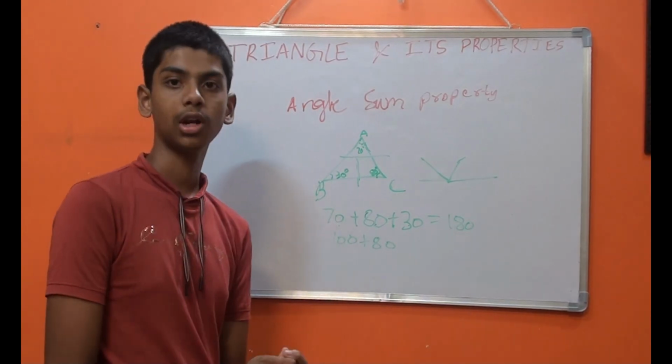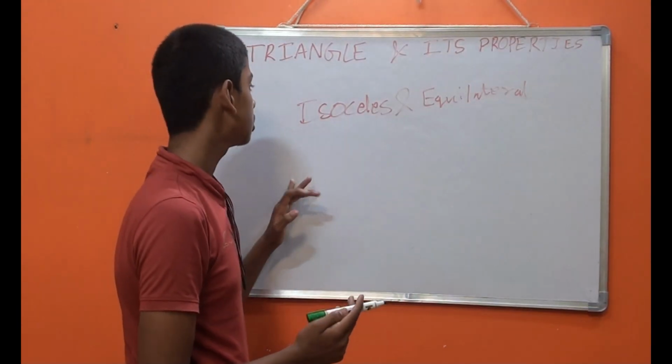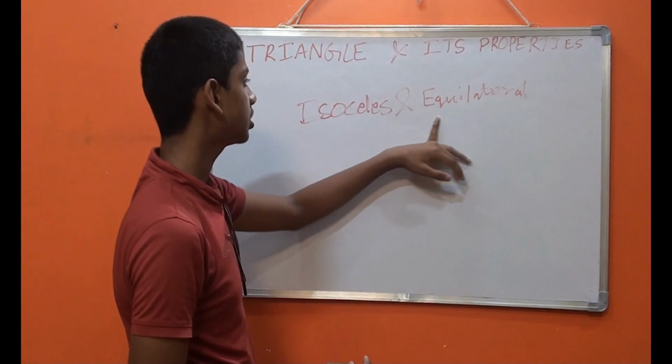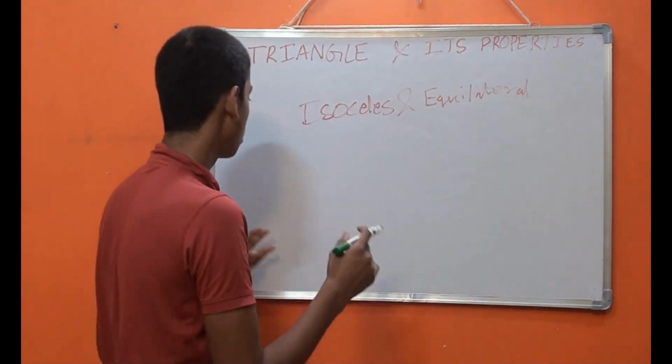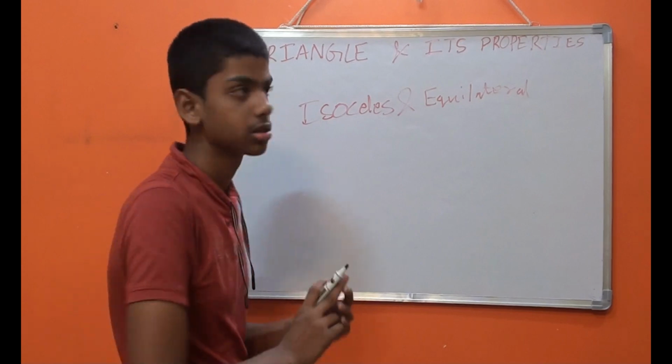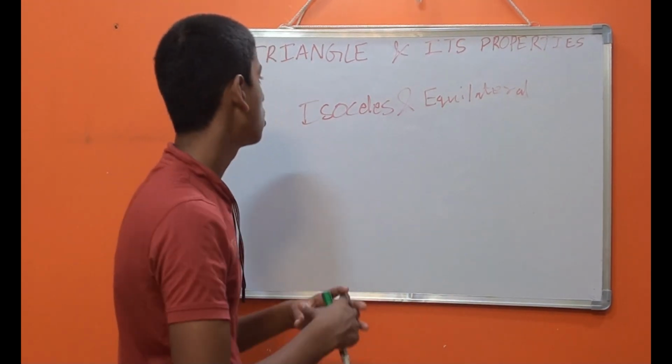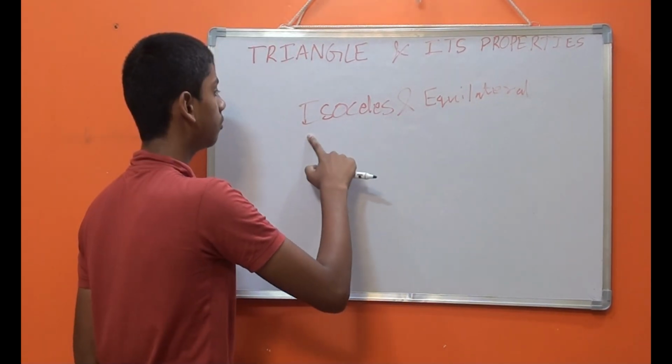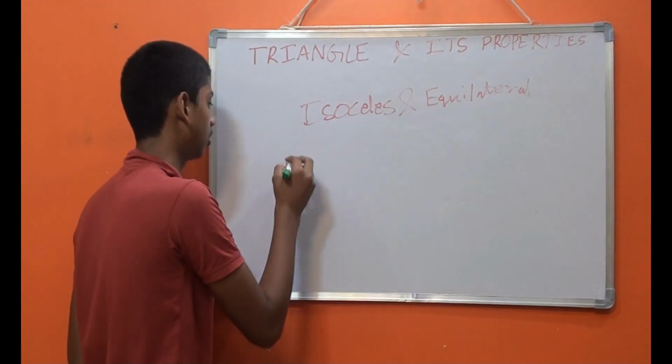Now let's see about our next topic. Friends, now let's see about our next topic, which is isosceles and equilateral triangles. Now here we will learn about these two types of triangles. These two triangles are based on sides. Here first let's see about the isosceles triangle.